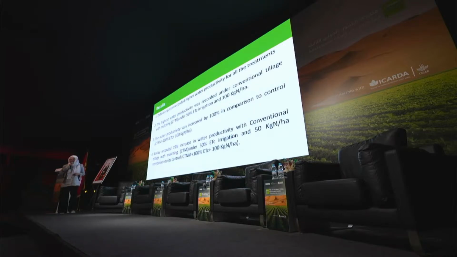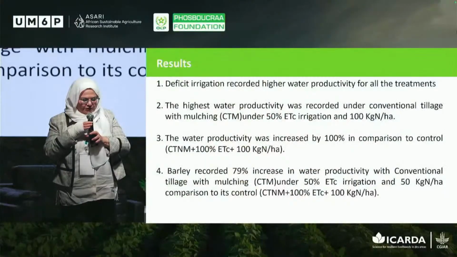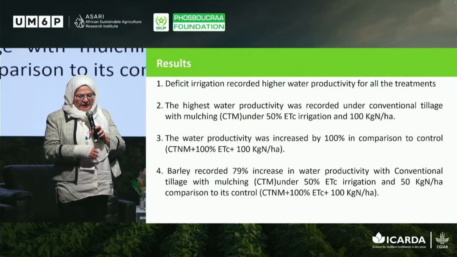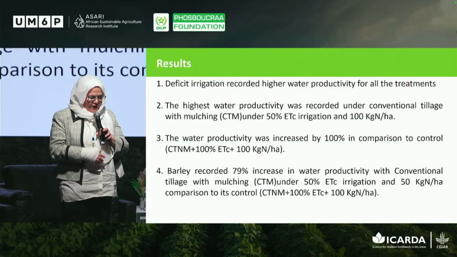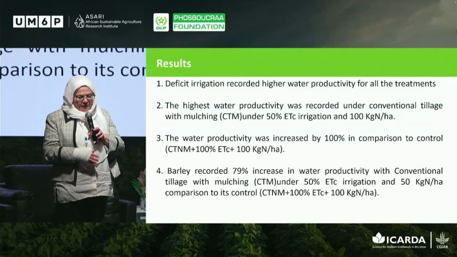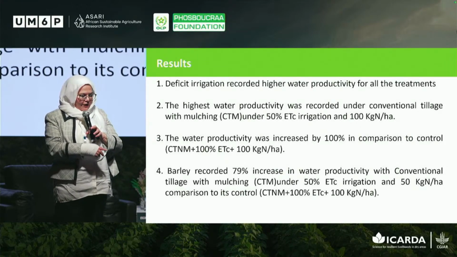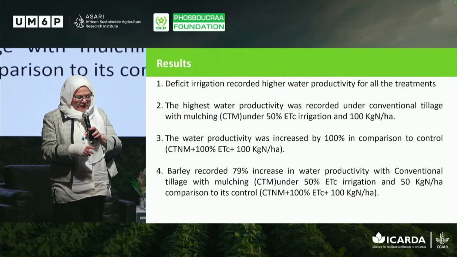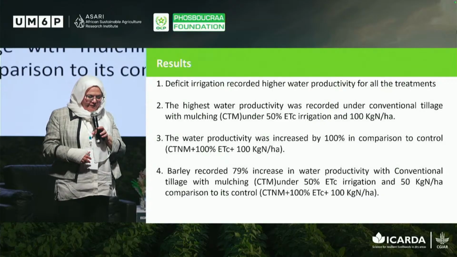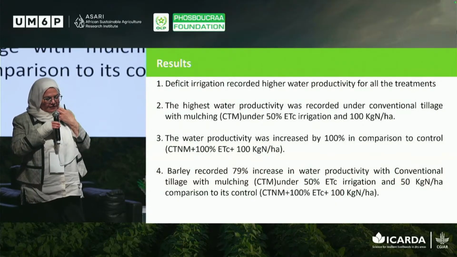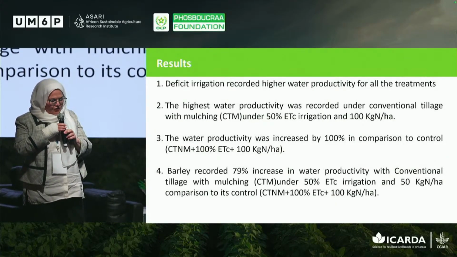So the result is that deficit irrigation recorded higher water productivity for all the treatments. The highest water productivity was recorded under conventional tillage with mulching and under 50 irrigation and 100 nitrogen per hectare. The water productivity was increased by 100% in comparison to the control. This is if we use conventional tillage and no mulching. Barley recorded a 79% increase in water productivity with conventional tillage with mulching, under 50% irrigation and 50 nitrogen, in comparison to its control.